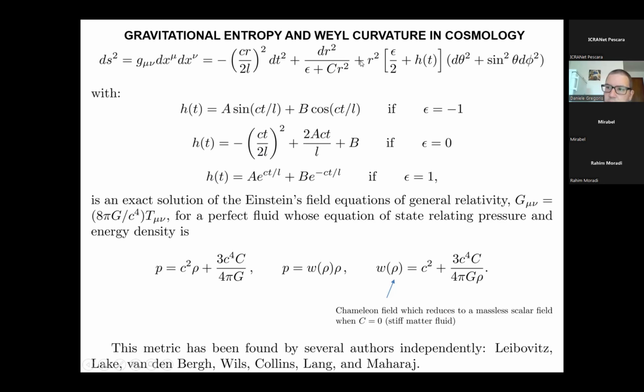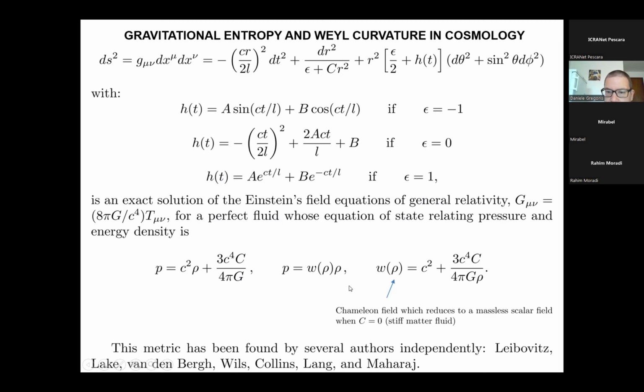So this is a sort of inhomogeneous and anisotropic generalization of a Friedmann metric. It is an exact solution if one chooses this mathematical form of the scale factor for these topologies of Einstein's field equations of general relativity, where on the right-hand side we have a perfect fluid whose equation of state relates pressure and energy density in this form.